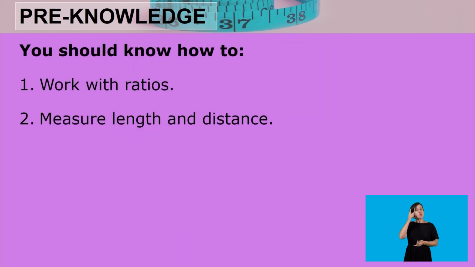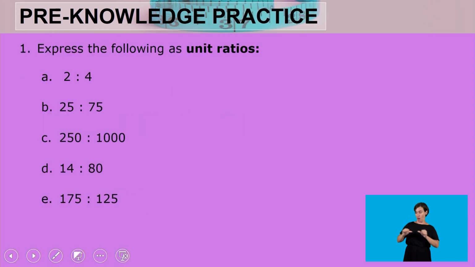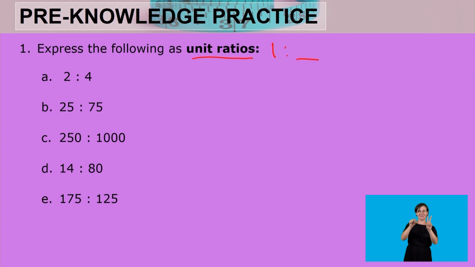You should know by now how to work with ratios and how to measure length and distance. Let's express the following units in unit ratios. What does a unit ratio mean? It means that the answer that you get should give you 1 to something. So we are expressing it in a unit ratio, 1 to something.